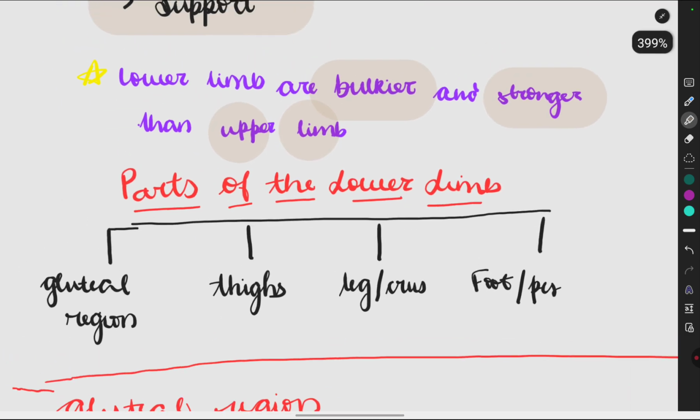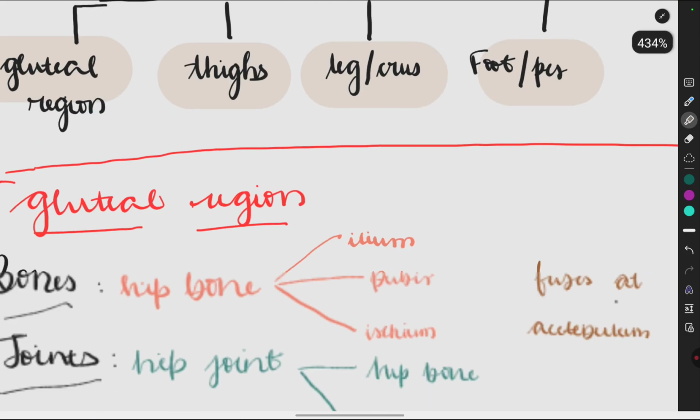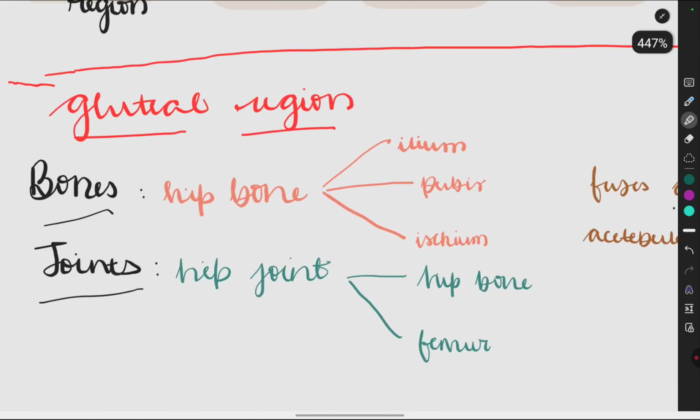So what are the parts of lower limb? The lower limb is divided into the gluteal region, which lies posterior and at the sides, the thigh, the proximal part to the body, the leg and the foot. These are the distal parts of the body. Now, what is the gluteal region? The gluteal region is a region that lies posterior to the body. So this is the gluteal region, and we will study it in the upcoming chapters.